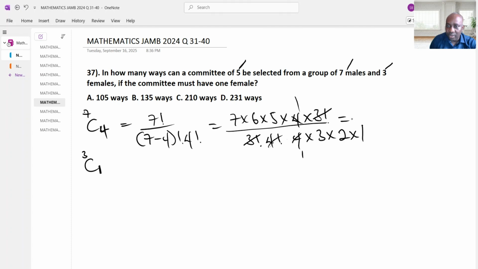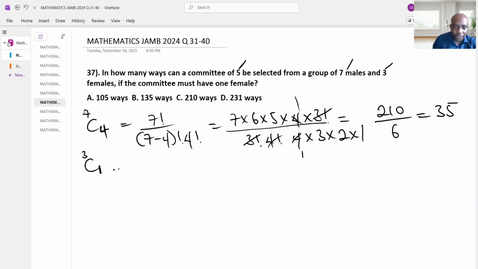What do we have left here? We have 3 times 2 times 1, which is 6. And on top, we have 7 times 6 times 5, which gives us 210. Divided by 3 times 2 times 1, which gives us 6. 210 divided by 6 gives us 35.